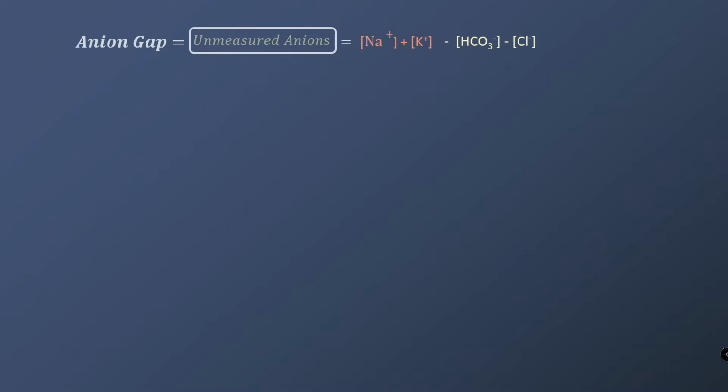Now what do I mean by unmeasured anions? What are these unmeasured anions? Yes, what do you think? What could be these unmeasured anions? Yeah, lactate can be there. Other than that, what else? Very simple. Negatively charged plasma proteins.